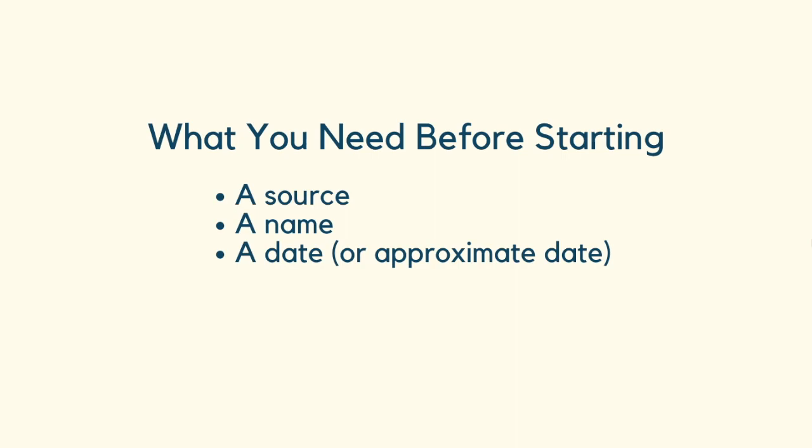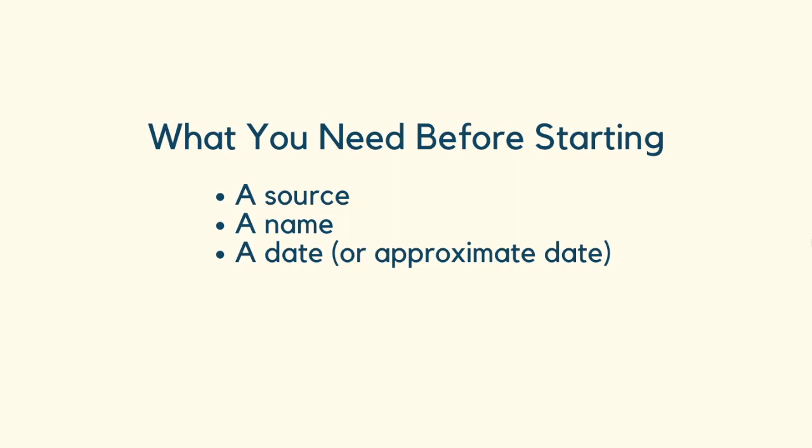Here is what you must have available before you can create a profile for an enslaved ancestor: a source naming the enslaved ancestor. The ancestor should be named by at least first name in this source. And finally, you will need either a date or approximate date of the source, or the age or approximate age of the ancestor.